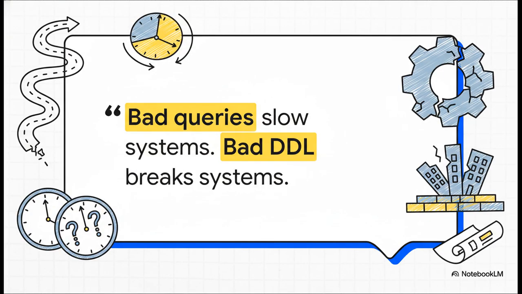I'll leave you with this final thought, a saying that really sums it all up. A bad query might slow your system down for a few minutes, but bad DDL, a poorly designed data structure, that can break your entire system in ways you can't even imagine. So before you write a single line of code, remember the architect's golden rule: design first. Now go build something amazing.